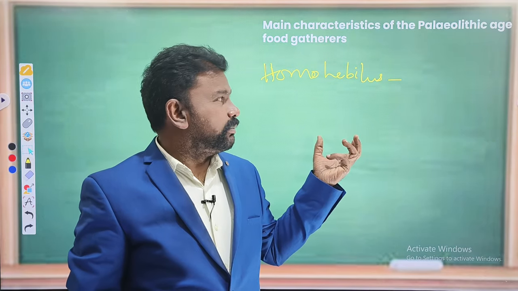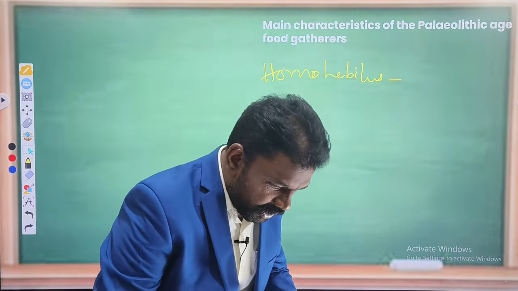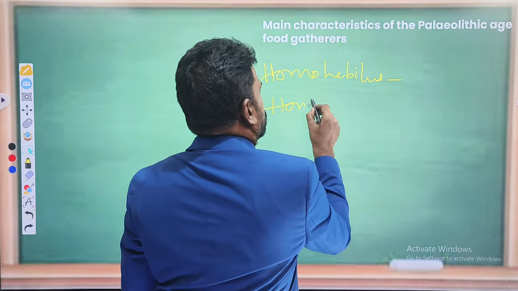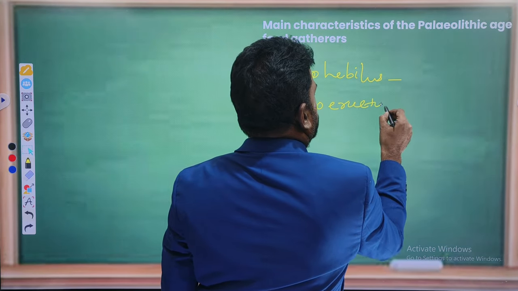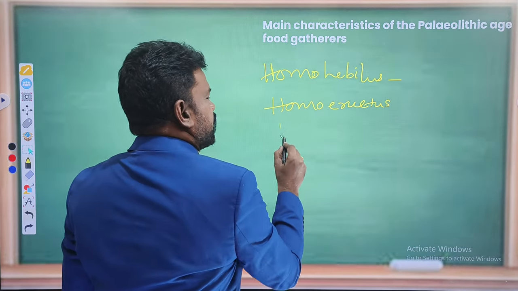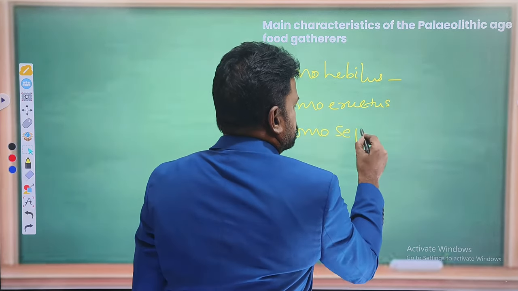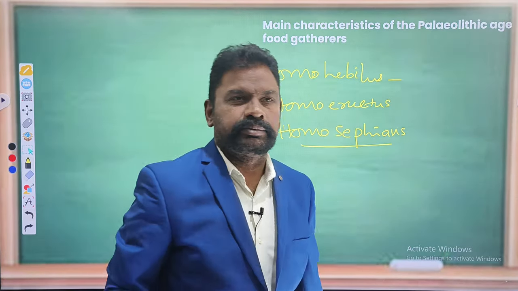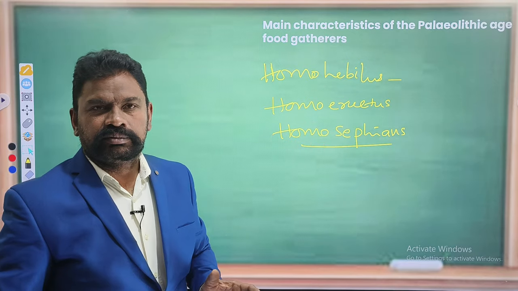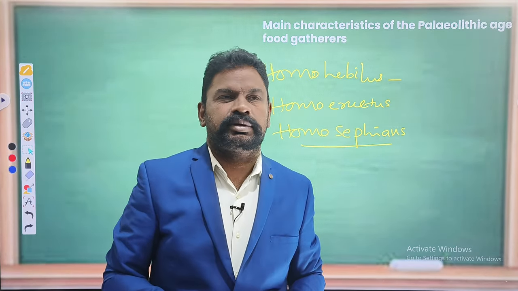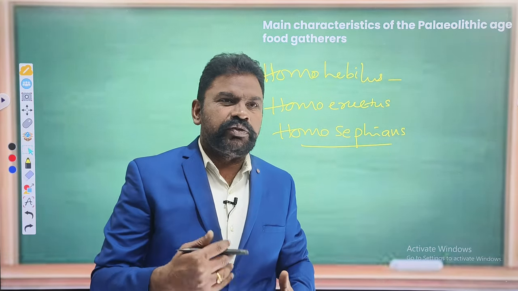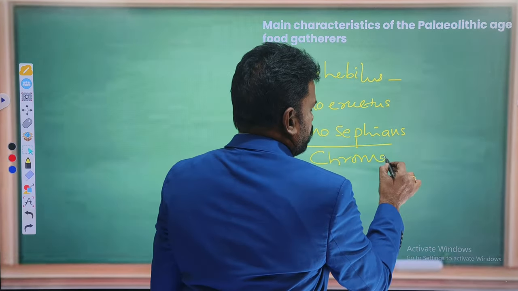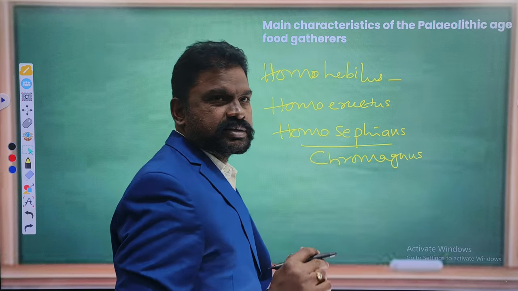After this, they bent and walked, and slowly they started to stand erect. That's why they are called Homo erectus. This Homo erectus finally changed into Homo sapiens. Homo sapiens were people who had brain, to know how to use and how to think. The remaining two did not have that. These people were found in different places. These Homo sapiens were also called Cro-Magnon.